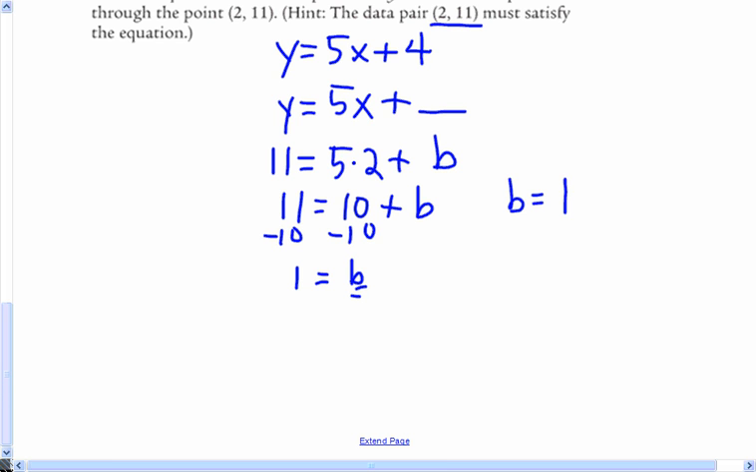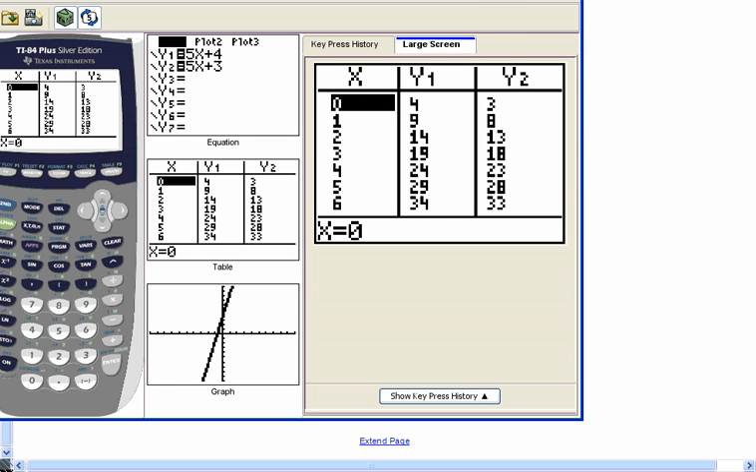Now remember, I'm representing the y-intercept using the letter b. So my y-intercept is 1. So y equals 5x plus 1 is the equation, I think, that is parallel to y equals 5x plus 4 and goes through the point (2, 11). Now, we can use our calculator to check that, make sure that works.